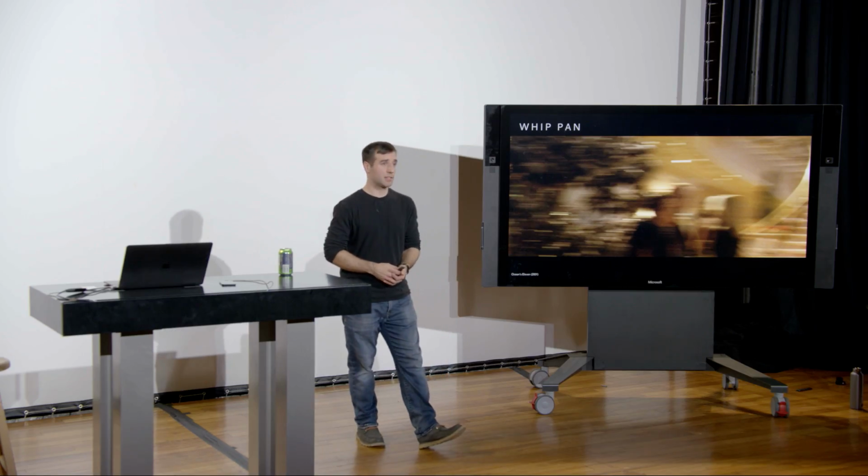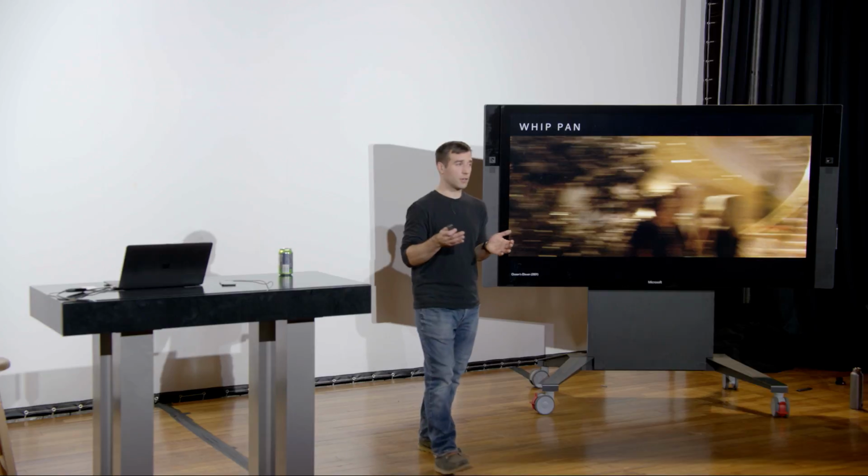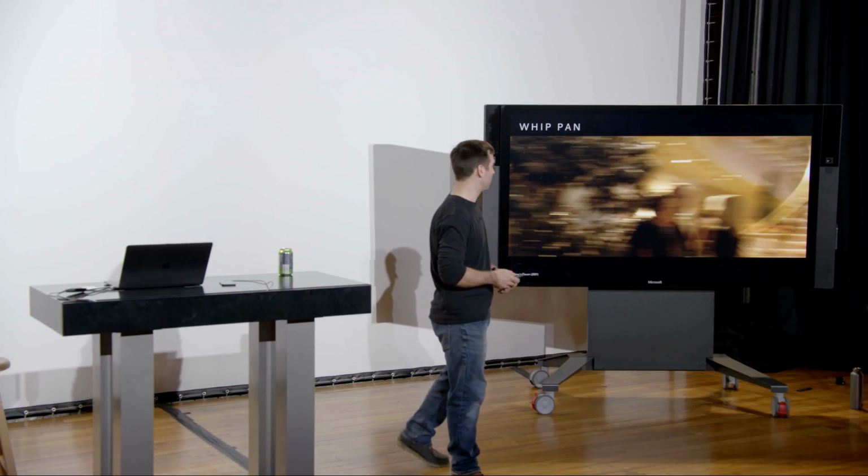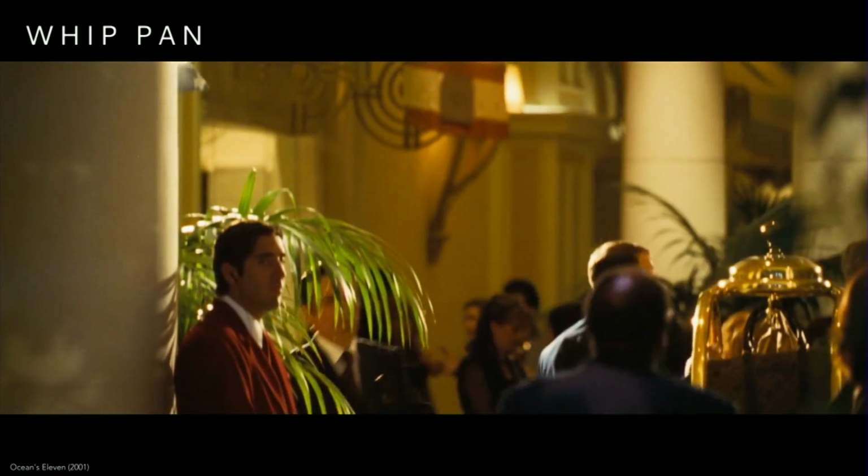So this is called the whip pan. This is from Ocean's 11. And it's literally when we hide the cut or the dissolve between a camera whipping between position A and position B. So let's watch this.